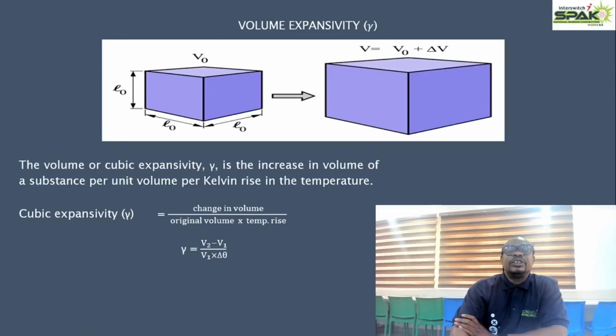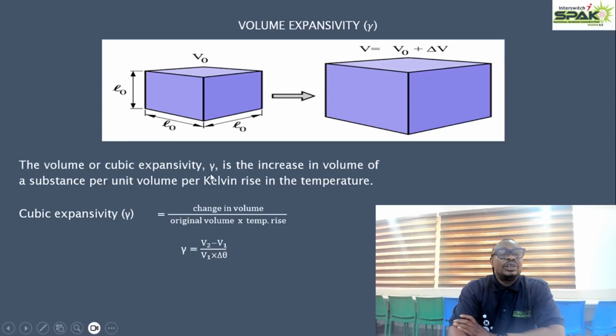Okay, volume expansivity. The volume or cubic expansivity symbol is gamma, is the increase in volume of a substance per unit volume per degree rise in temperature. The formula, as I said earlier, still remains the same. Change in volume, that is V2 minus V1, then I have V1 change in temperature. So you can still make V2 subject of the formula, as I said earlier.